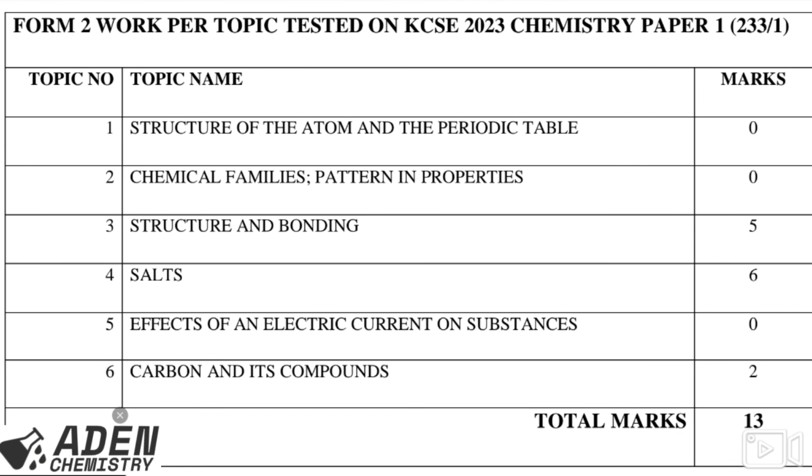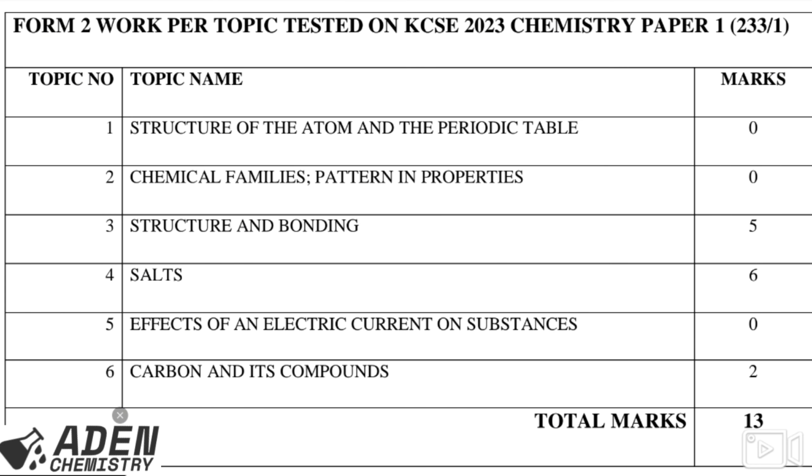So here we're having Form 2 work by topic tested on KCSE 2023 chemistry paper 1. So we have here the topic number, topic name, and also the marks in the KCSE 2023 chemistry paper 1. The first topic in Form 2 is called Structure of the Atom and the Periodic Table. Topic 2 is called Chemical Families, Pattern and Properties. Chapter 3 is called Structure and Bonding. So these 3 chapters, when we put them together, are called the Periodic Table topics.